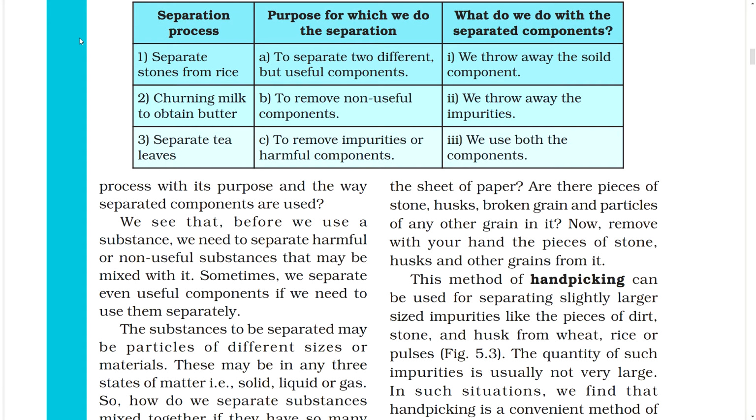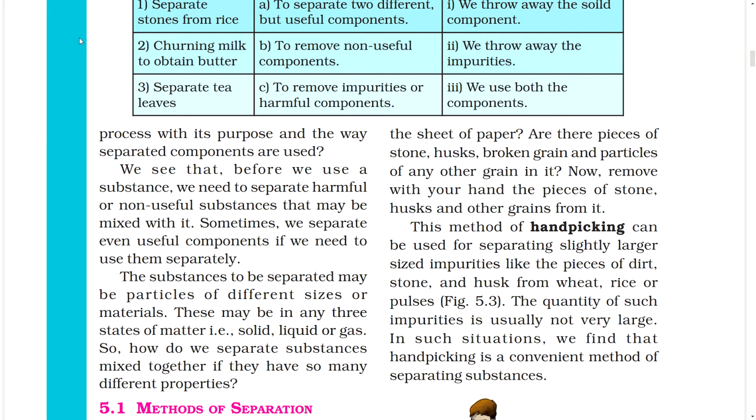We see that before we use a substance, we need to separate harmful or non-useful substances that may be mixed with it. Sometimes we separate even useful components if we need to use them separately. The substances to be separated may be particles of different size or materials. They may be in any of the three states of matter, that is solid, liquid or gas. So, how do we separate substances mixed together if they have so many different properties?